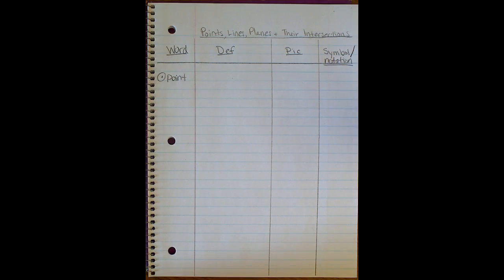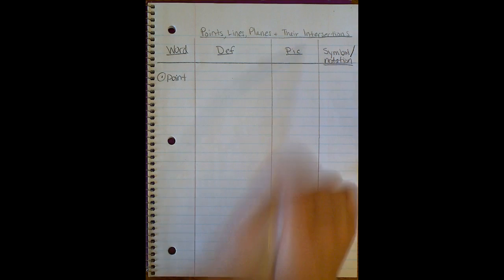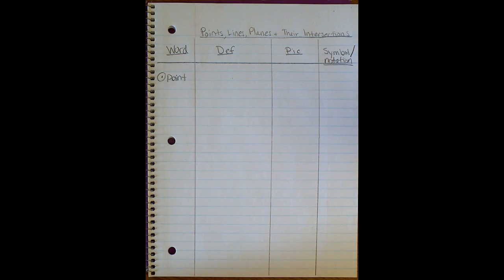Open your notebook to a fresh page and go ahead and set up a table like this. So you want to make sure that you put your title, points, lines, planes, and their intersections, and then set up a chart so that we can organize all of the vocab words we're about to go over.